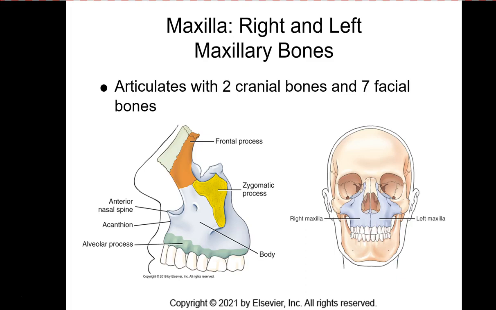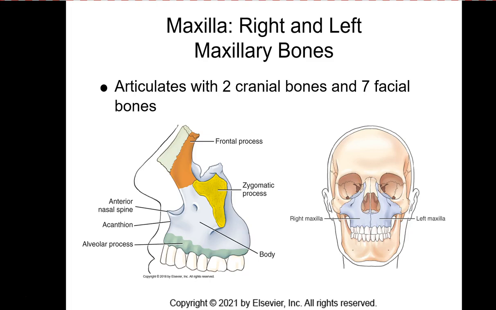So let's begin with the maxilla. The 2 maxillary bones are the largest immovable bones of the face. The only facial bone larger than the maxilla is the movable lower jaw or the mandible. All of the other bones of the upper facial area are closely associated with these 2 maxillary bones. So in other words, the maxilla articulates with a number of other facial bones. The maxilla are structurally the most important bones of the upper face.